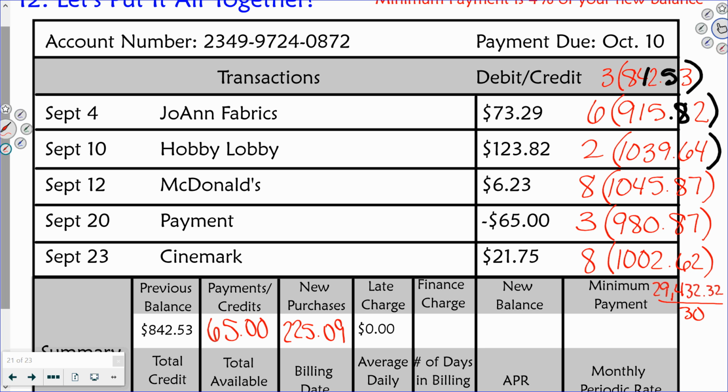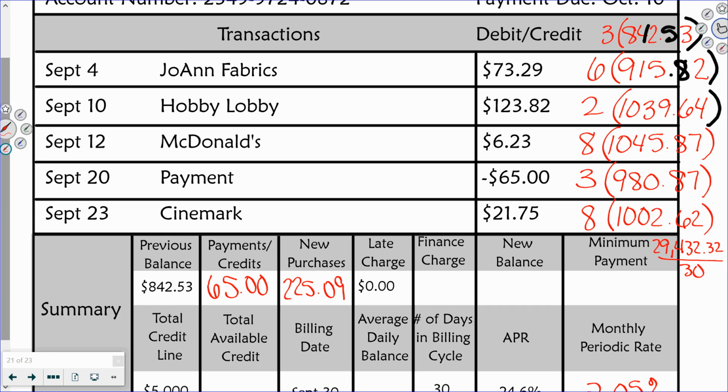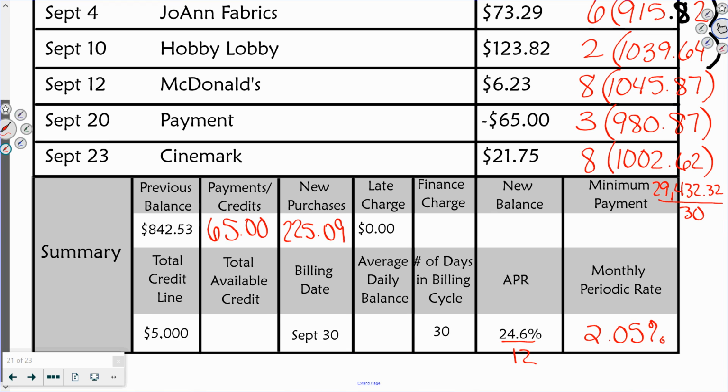All right, so I find my average daily balance. I have to divide it by 30, right? That's how many days I have there. I should always double check it's exactly what it says here. Be that safeguard that you're checking that. So I get an average daily balance of 981.08. Very nice. You have to round that.